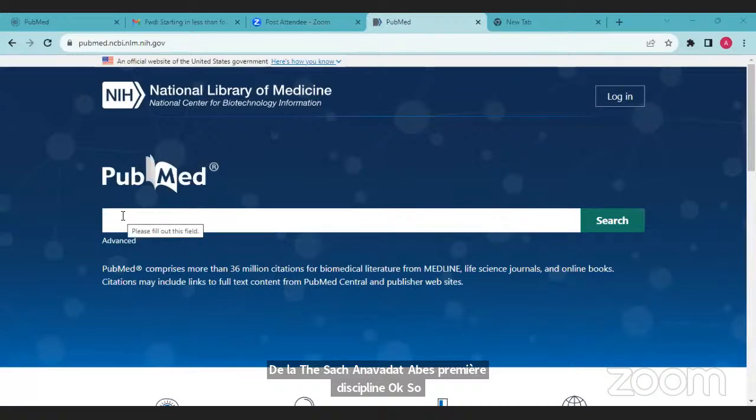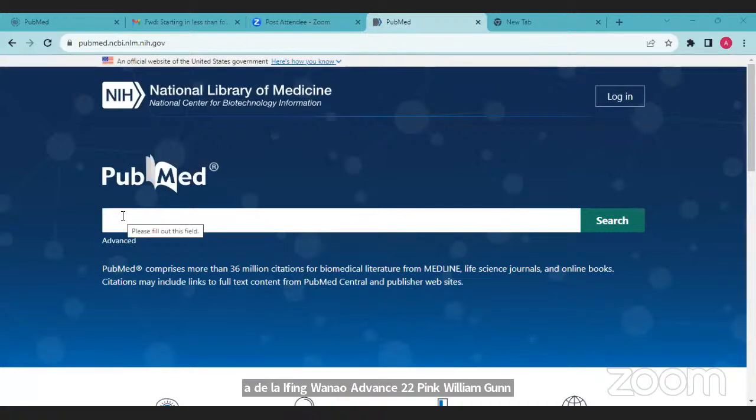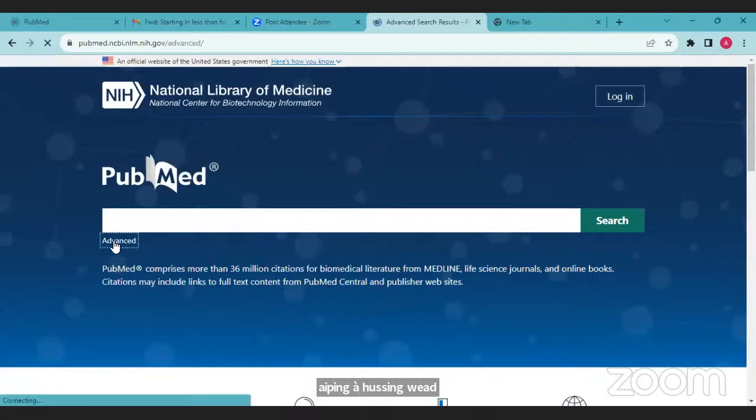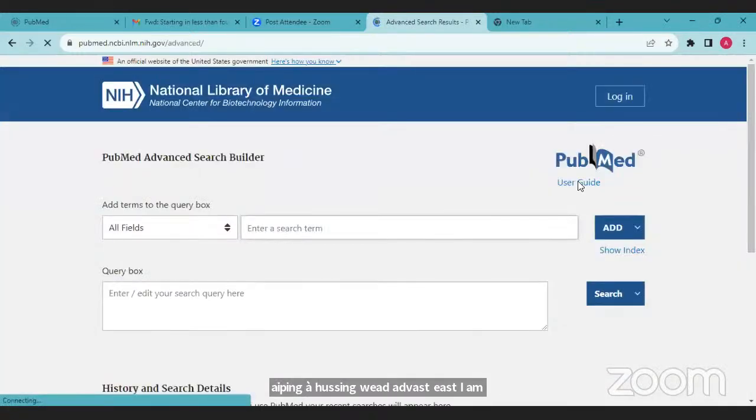Don't you think? We are not going to do the novice search where you come to this bar and type in a lot of words and you get results. We are going to do what we call advanced search. Are you seeing where the advanced is? So I am clicking on advanced search, and when I click on advanced search, it gives me a different page altogether.